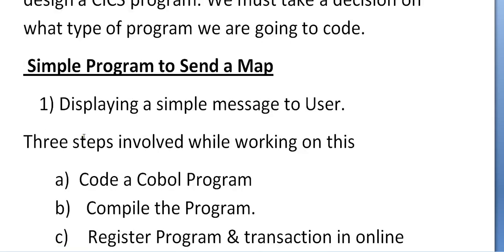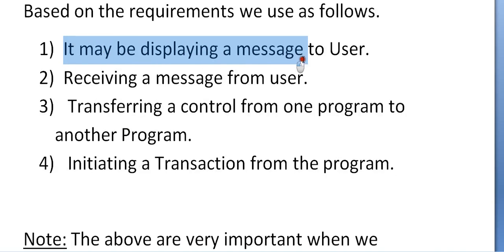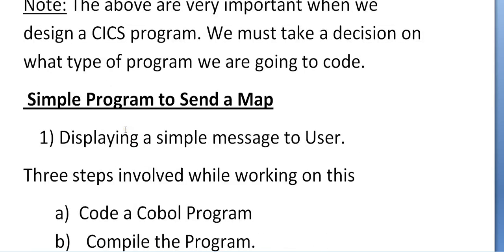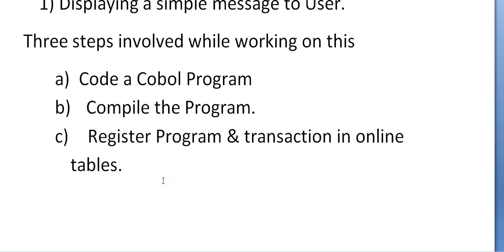Let's see a simple program to send a map. In order to send a map, there are 3 steps involved. We will look at how to display a message to the user. Here I don't have any map coded; just through a COBOL CICS program I want to display a message onto the online screen. So how is it possible? As I said, there are 3 steps: code a COBOL program, compile the program, and register the program and transaction in an online table.